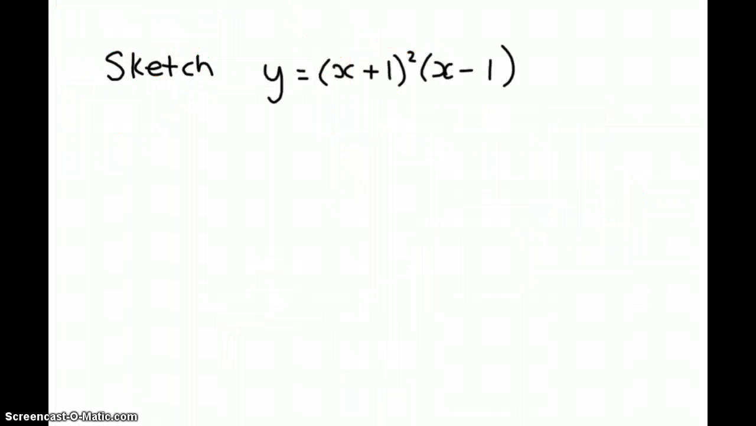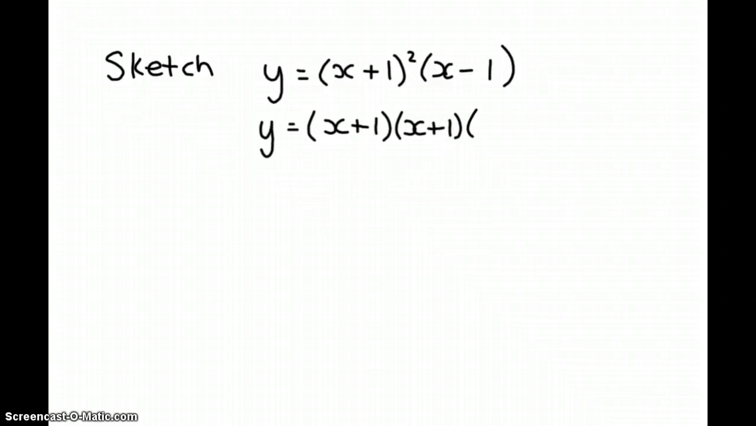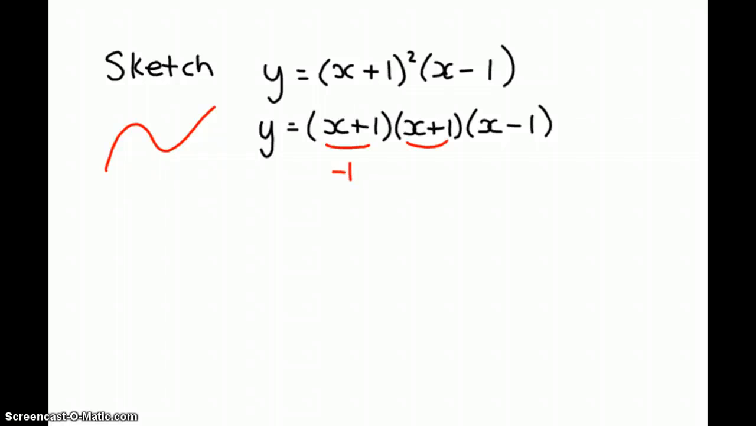Okay, if we want to sketch this graph, if we think about this as three brackets, x plus 1 squared means it's x plus 1, x plus 1, x minus 1. So first of all, when I multiply this out, I'm going to get a positive x cubed, so I know my graph is going to be that shape. Then I know that where it crosses the axes are when y is 0. So if x plus 1 is 0, x is minus 1. If x plus 1 is 0, x is minus 1. And if x minus 1 is 0, x is 1.